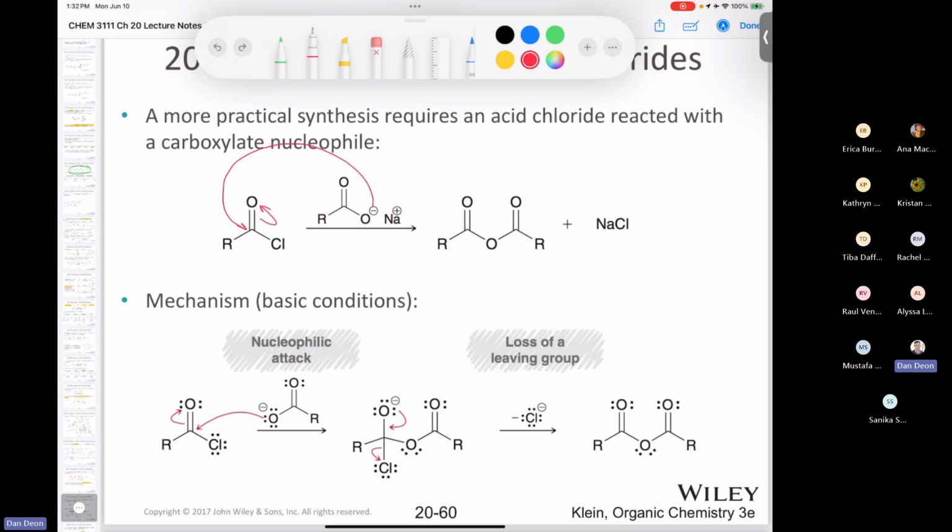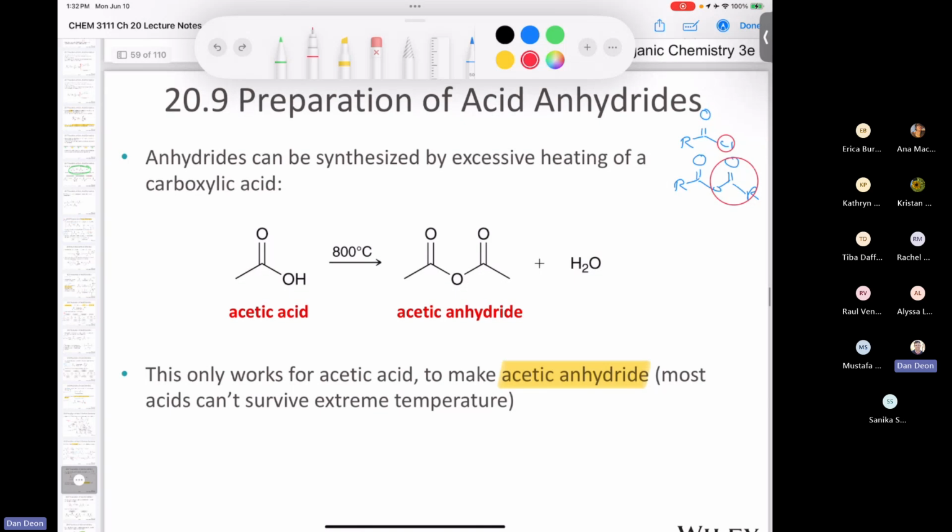So let's repeat that, okay? If you want to make acetic anhydride, and acetic anhydride is a very common reagent, all you have to do is take acetic acid, which is abundant and cheap, and heat it up to 800 degrees Celsius.